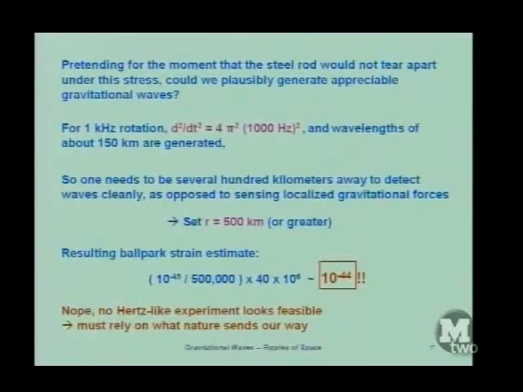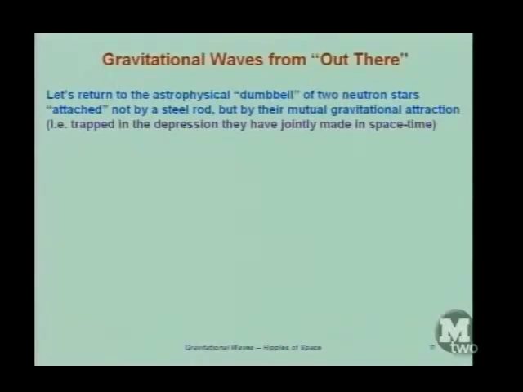We cannot generate our own gravitational waves and then measure them. We have to rely on what nature sends us. So what does nature send us? Okay. Let's return to our astrophysical dumbbell of 2 neutron stars that are not attached by a steel rod, but are in some sense attached by their gravitational attraction to each other. Or in general relativity terms, we say they're both stuck in the same depression that they've jointly made together.